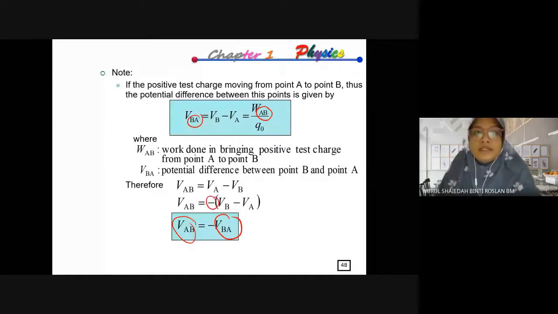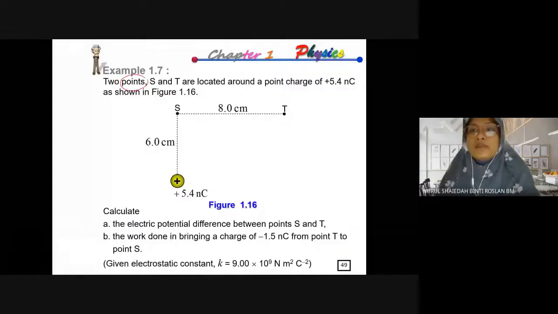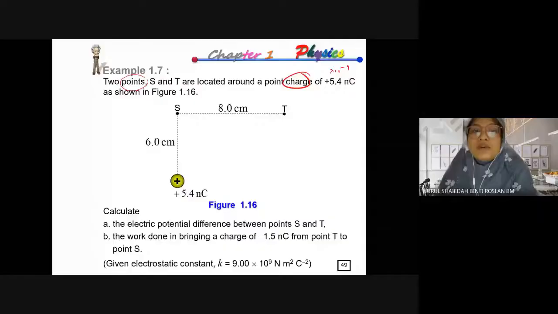Okay, try looking at this question. They give you two points, S and T. S and T do not produce an electric field. They are just points, places to put the test charge later. Located at a point charge of 5.4 nanocoulomb, nano being times 10 to the negative 9. C is coulomb, because the person who found the charge is Mr. Coulomb, so that's why it is C. The only one that produces an electric field is this one. This one alone produces the electric field. These two only feel it, they do not produce it.